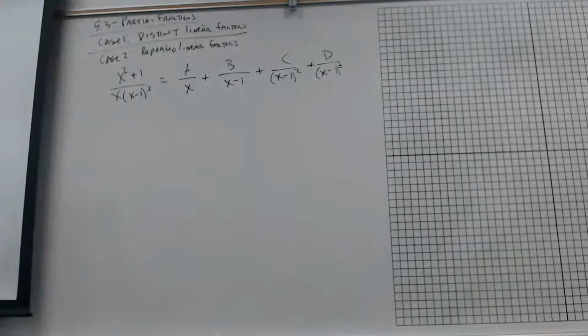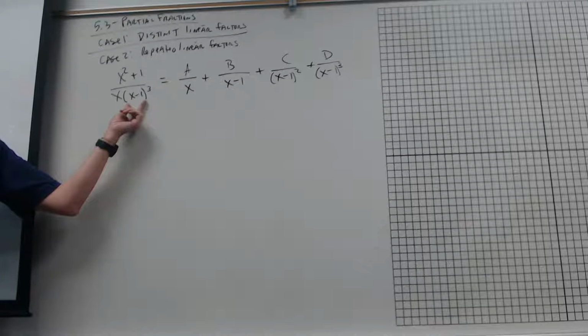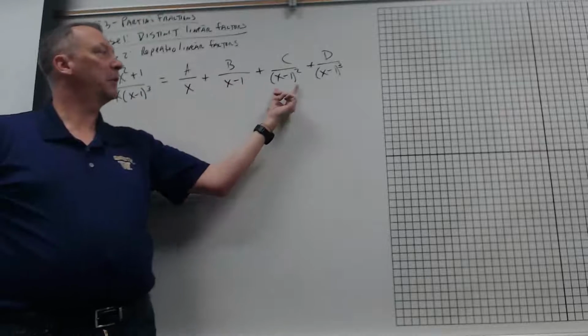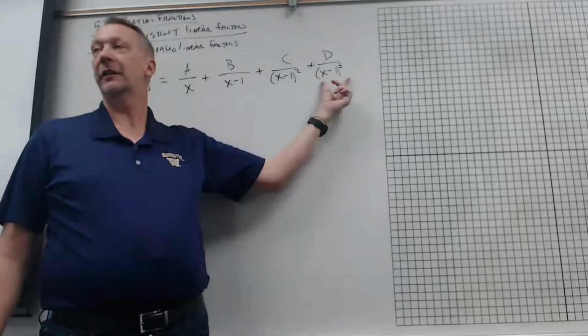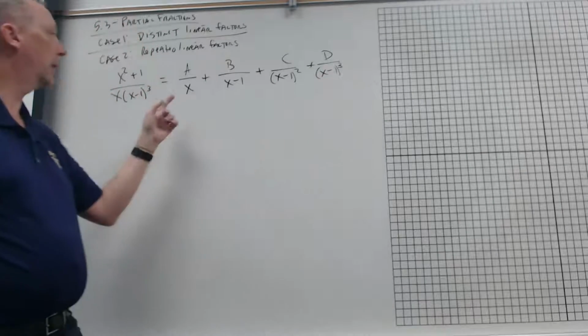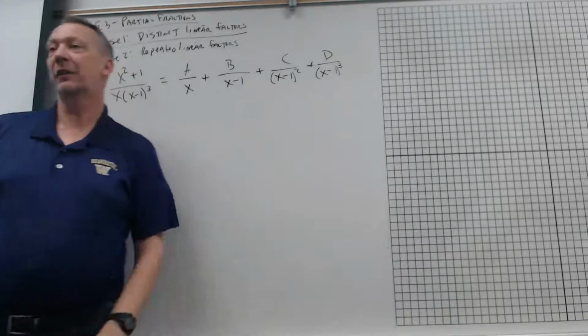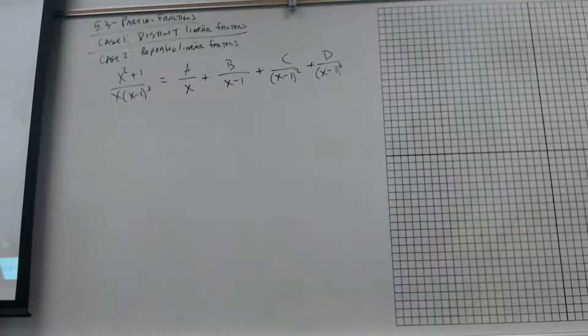Question? How did you get those last two? See? Okay, so you see that this is a repeated linear factor. So I'm going to put the linear factor, and I'm going to repeat it until I get to here. So I've got x minus 1 to the 1st power, x minus 1 to the 2nd power, x minus 1 to the 3rd power. And if it was to the 4th power, there'd be E on top. There would be an E over x minus 1 to the 4th power, right? Okay? So that is case number 2.